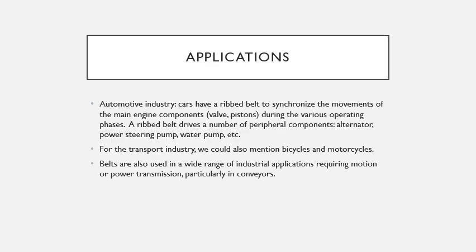So the overall application of these belts is in the automotive industry, like a rib belt drive is used for a number of peripheral components like an engine for rotating the alternator, power steering pump, water pump, etc. For the transport industry, we could also mention bicycles and motorcycles. These use belts. Belts are also used in a wide range of industrial applications requiring motion or power transmission, particularly in conveyors. In conveyor belts, which are present in the airports, we use these types of belts. These types of belts are also used in lifts and other applications.